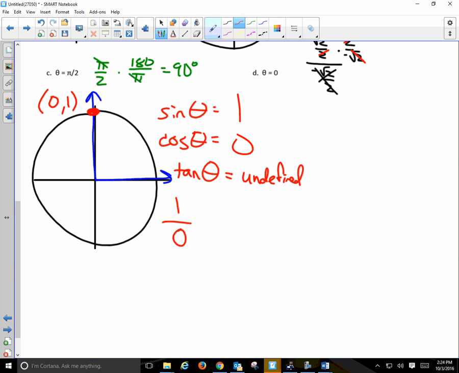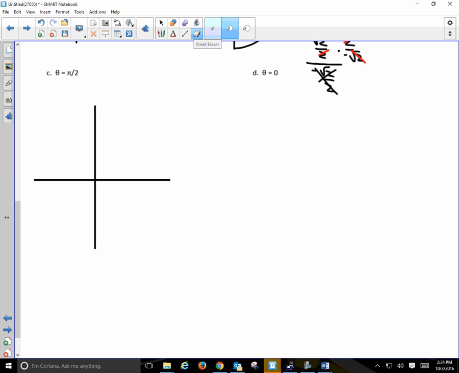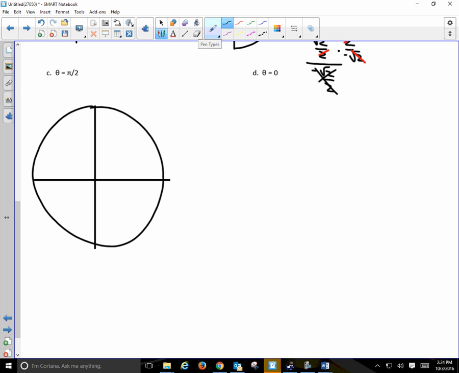You want another super easy one? Let's try theta is 0. 0 radians is the same as how many degrees? 0 degrees. You might want to draw a triangle. Don't draw a triangle. It's on the axis, and you know that it goes through that spot. What is that coordinate? 1, 0.